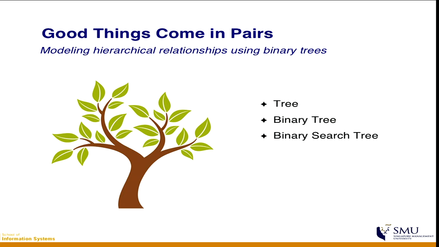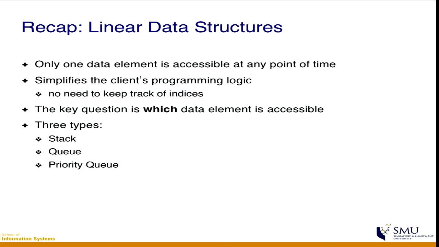These are the main concepts that we're going to cover: tree, binary tree, and binary search tree. And the main point is that they're going to model hierarchical relationships. Now, the notion of hierarchy is different from what we covered last week in terms of linear data structure. When we talk about linear data structure, we talk about which data element is accessible. So it only has one relationship, which is which item comes before which other item.